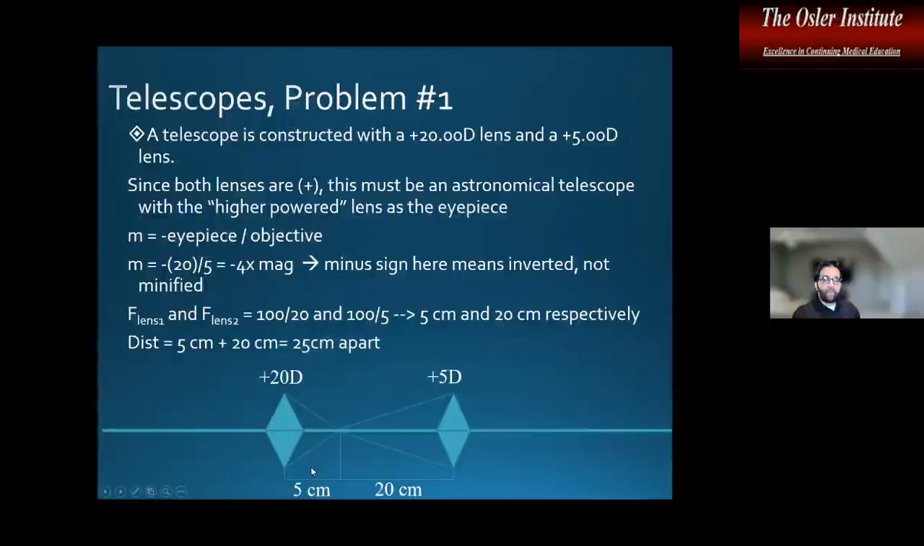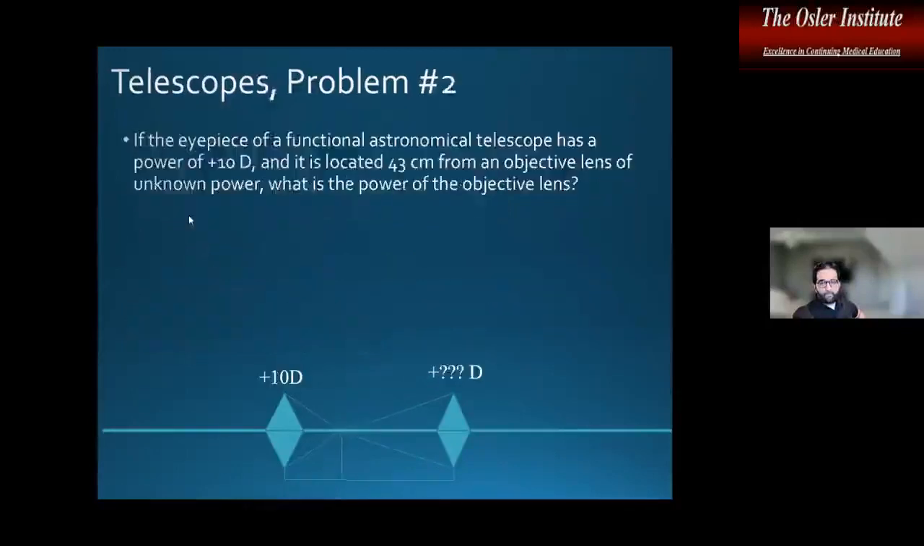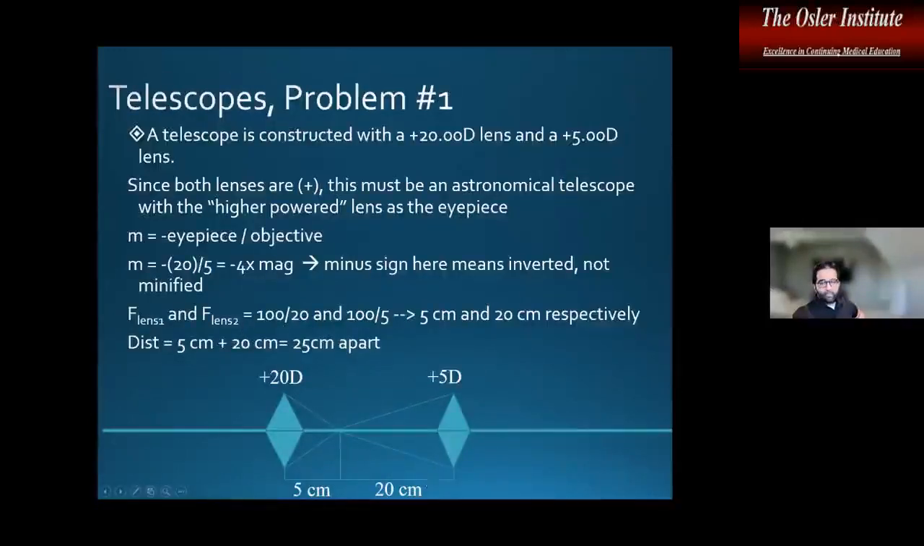5 plus 20 gives us 25, which tells us that 25 centimeters is how far apart these lenses should be in order to yield a useful image. So you get 4x magnification, 25 centimeters apart as the focal length, and this will give us a useful telescope.